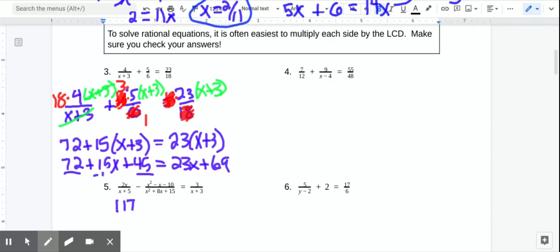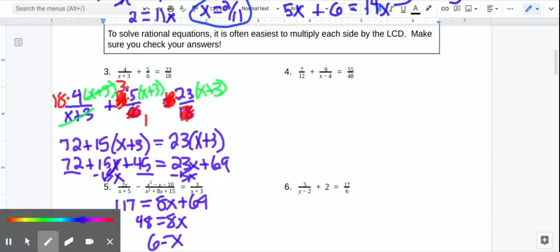Seems right. I'm going to subtract 15x from both sides. So that gives me 8x. I'm going to subtract 69 from both sides. So 117 minus 69 is 48. So we get 48 equals 8x. And then finally divide both sides by 8. So x equals 6. This is going to be my answer.